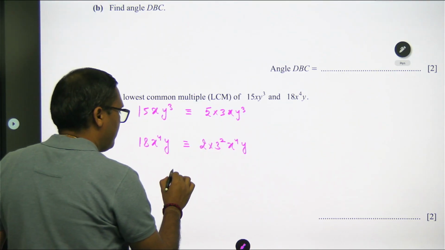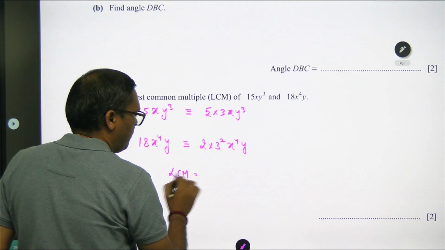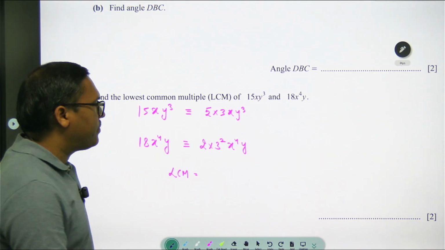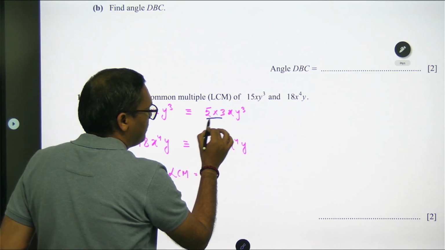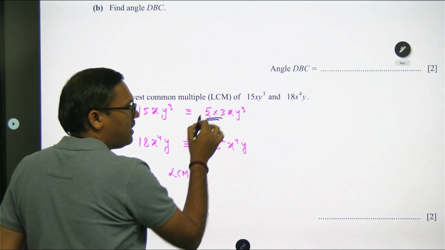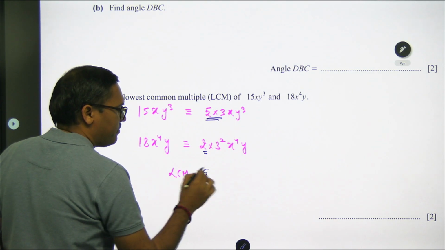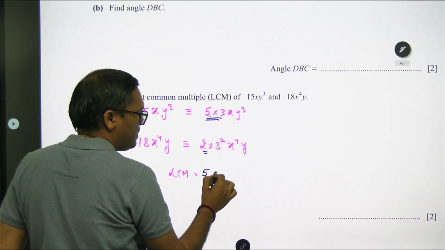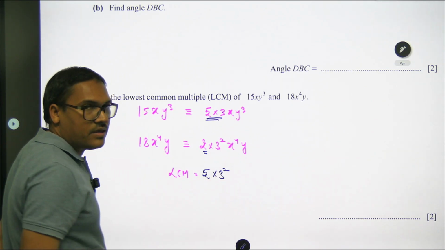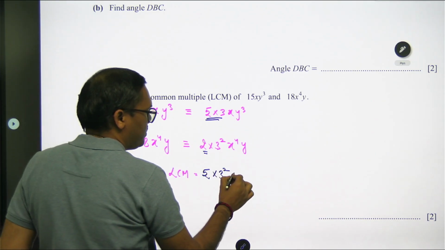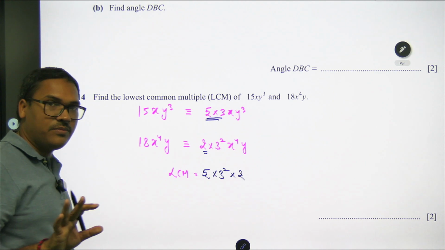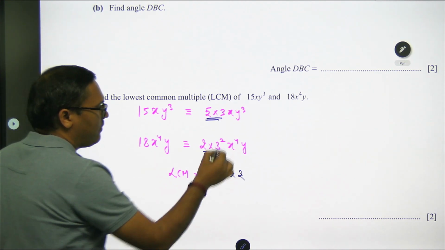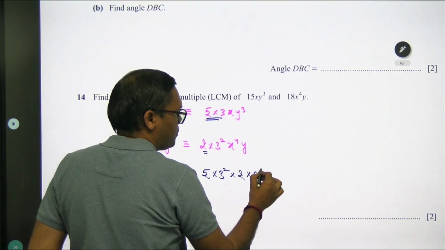Now for LCM, we will take the highest power of any prime that is available. For 5, the highest power available is 5. There is 3 also, so the highest power of 3 is 3 squared. The highest power of 2 is 2 raised to 1. You take all the prime numbers. For HCF, you take the common ones; for LCM, we take the highest power. Now for x, we will take the highest power, that is x raised to 4.